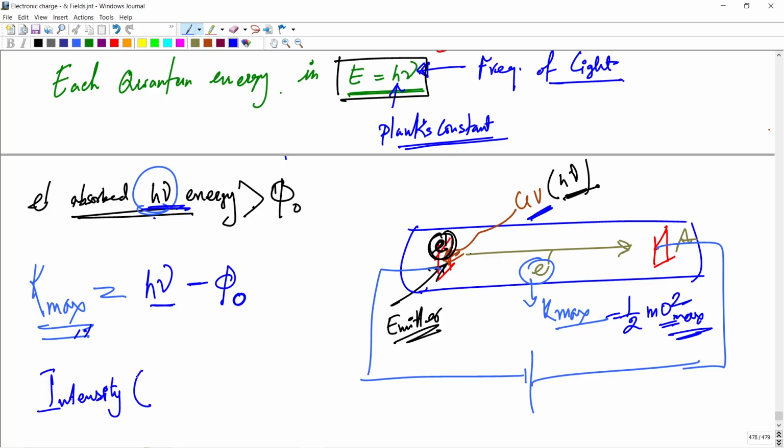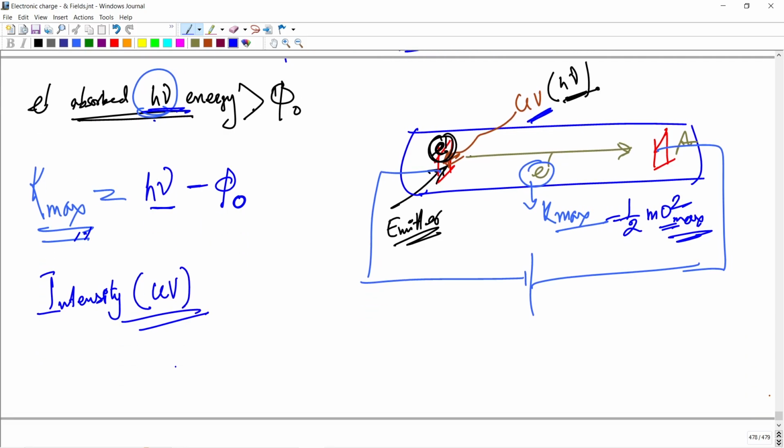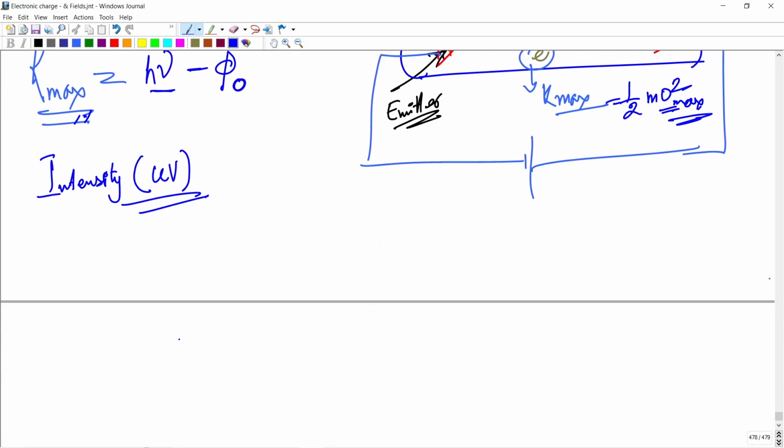Basically, this intensity is determined by UV light. So the number of electrons emitted by the metal surface per second is obviously the photocurrent. So if the number of electrons is more, the photocurrent will obviously be more here.